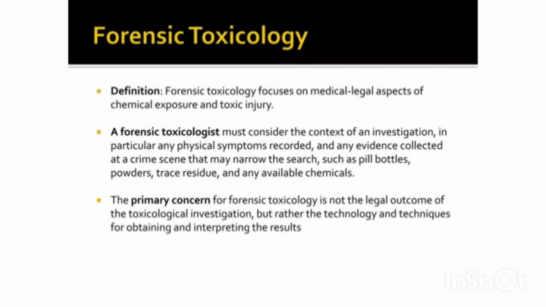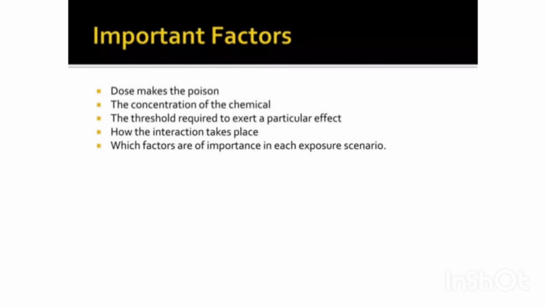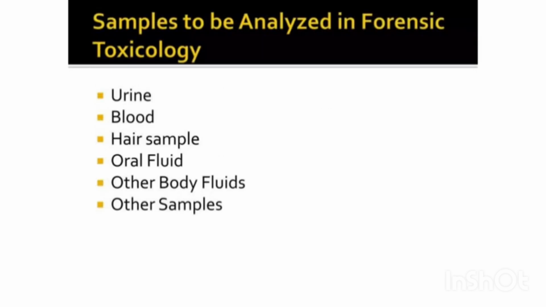The person who studies this we can call a forensic toxicologist. It is all about the legal aspects and the medical aspects also. These are the important factors: what makes the poison, the concentration of the chemical, and the interaction that takes place between your body and the poison. These are the samples we have to analyze in forensic toxicology: urine, blood, hair, saliva, oral fluids, and other body fluids also.